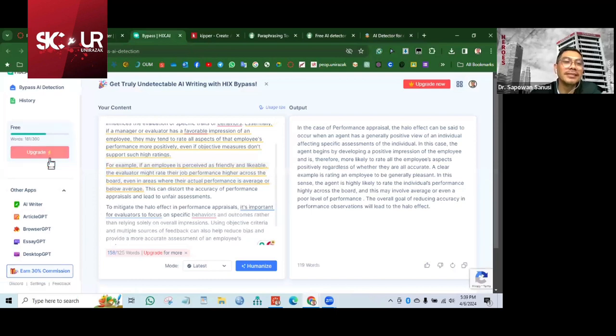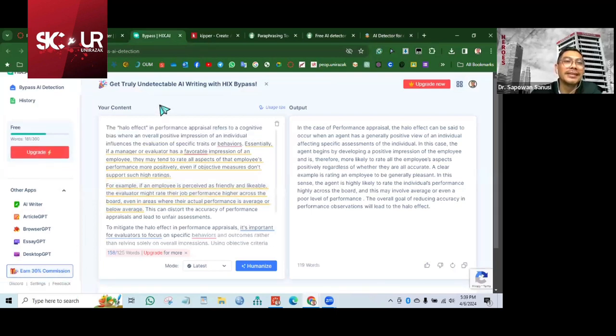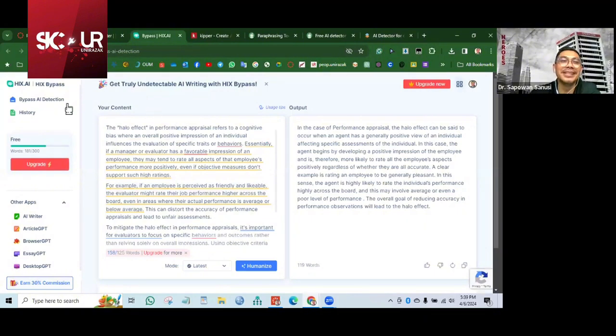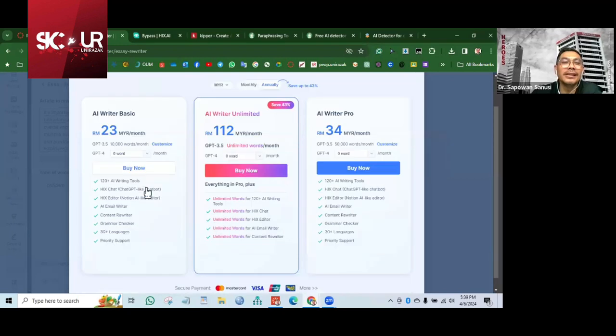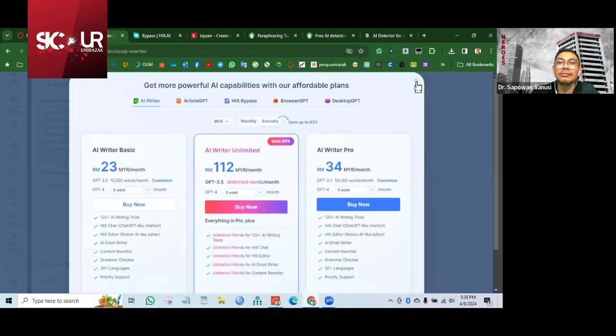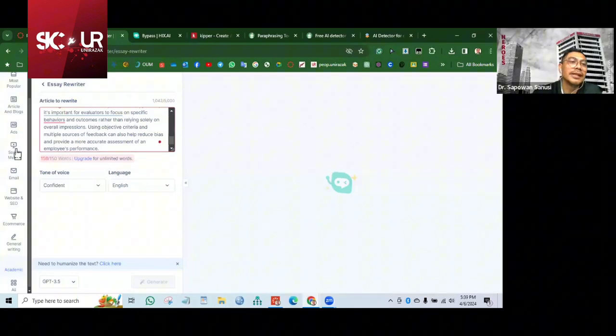But this is expensive, guys. Its plan, don't say I taught it, only for those who can afford it. The plan is RM34 for pro. The unlimited word count is RM112. If you want to use it for 3 months, you can share it with friends. This one is unlimited. It can help you to do the writing. Wait, I check.